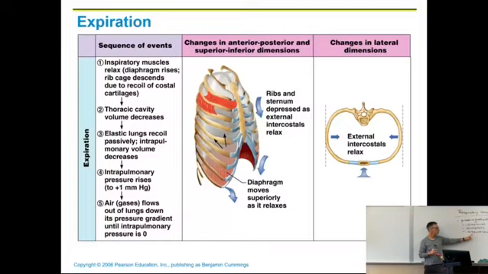We're making the intrapulmonary pressure higher or lower than atmospheric in order to drive movement of air into or out of the lungs. And the way that we do that is we use those muscles to change the volume of the cavity, which then changes the pressure. So we change the volume, which then changes the pressure and generates that gradient.